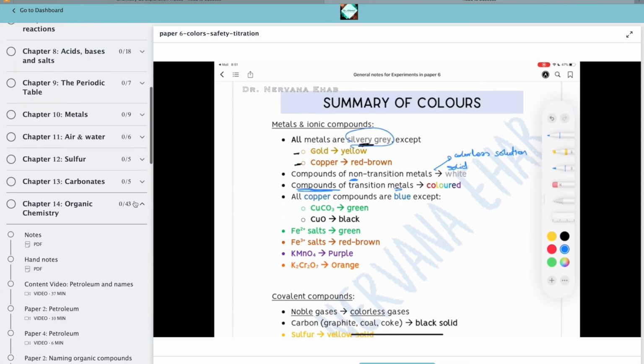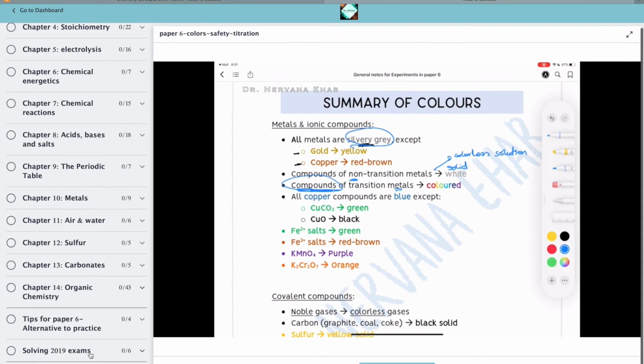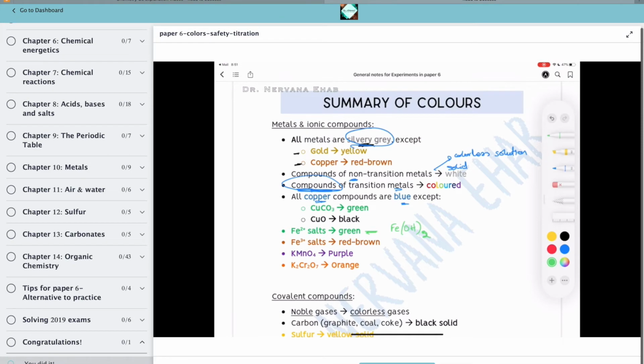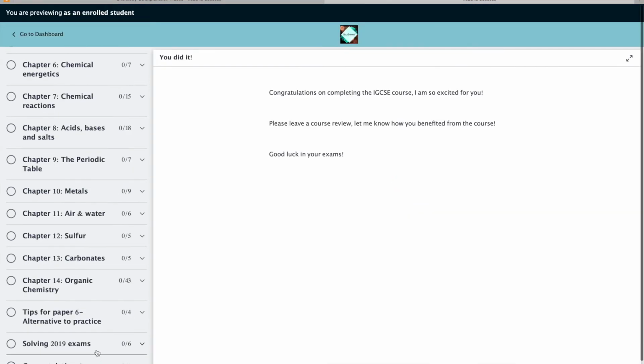And then at the end, there's this bonus thing, solving 2019 exams. Variant 1 is available here. Variants 2 and 3, I'm actually using them as a mock exam, so I have not included them this year, but they will be included in subsequent years. And then at the end, if you're done, hey, congratulations, you did it. Awesome job. Let me know.